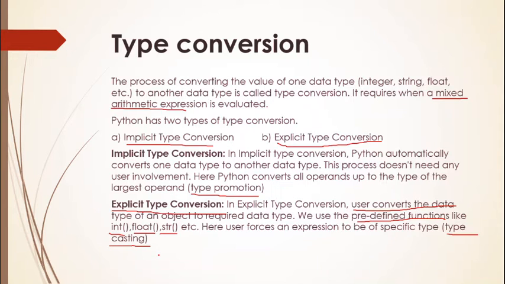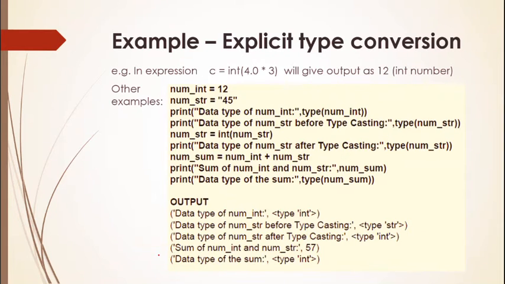And generally we use explicit type conversion for type demotion, because type promotion happens automatically. For type demotion, generally we use explicit type conversion. See the example. What is explicit type conversion? Here we have evaluated the same expression 4.0 times 3. Now this time it gives the output as an integer number, that is 12. Why did this happen? Because we have used the function int, and we are forcefully telling the interpreter, the Python language, to convert the result into an integer number.